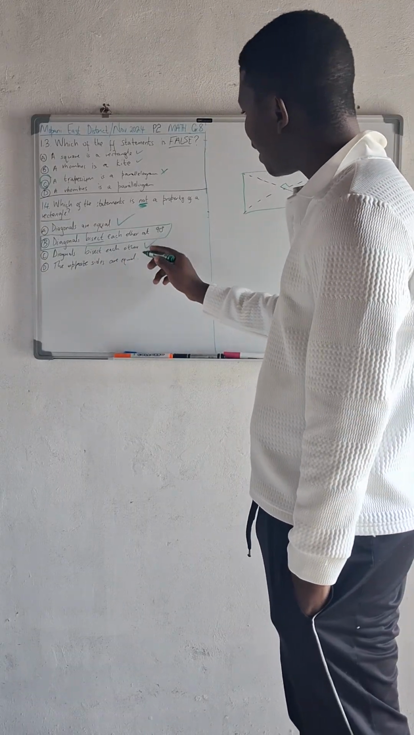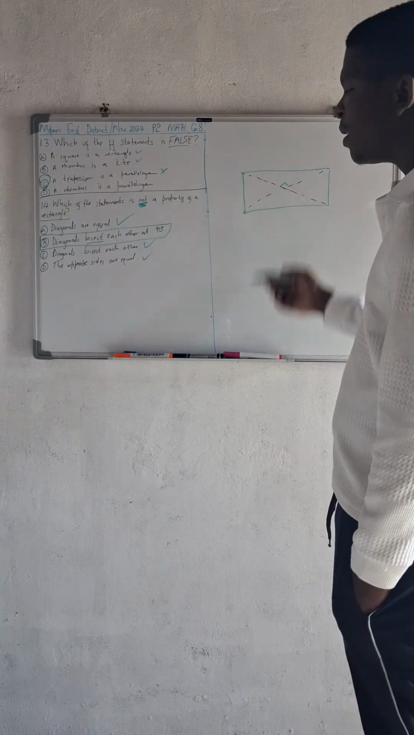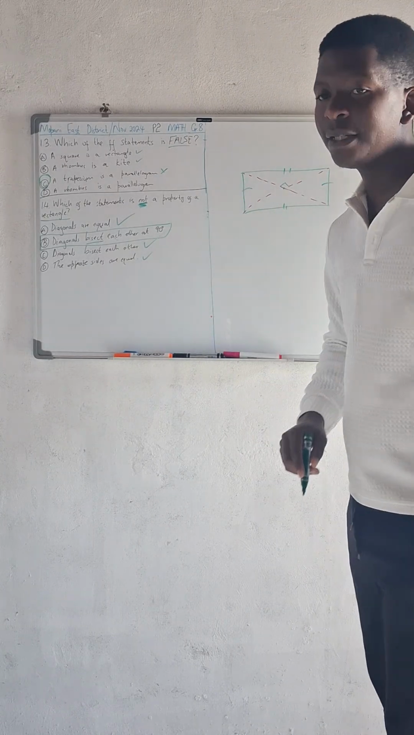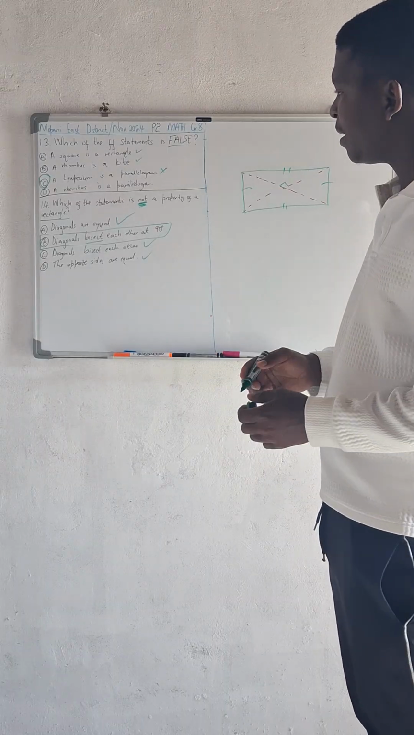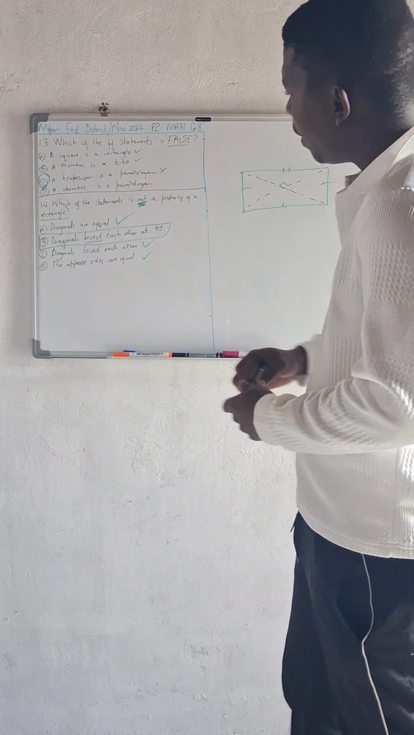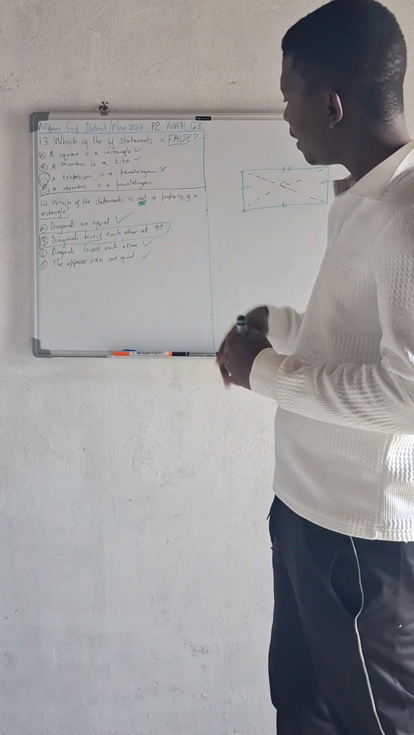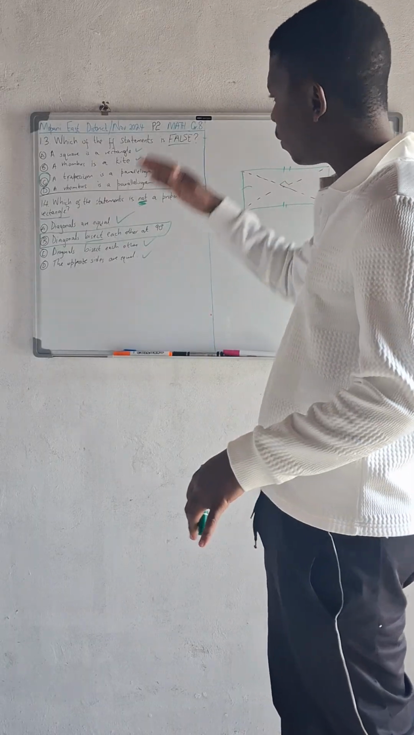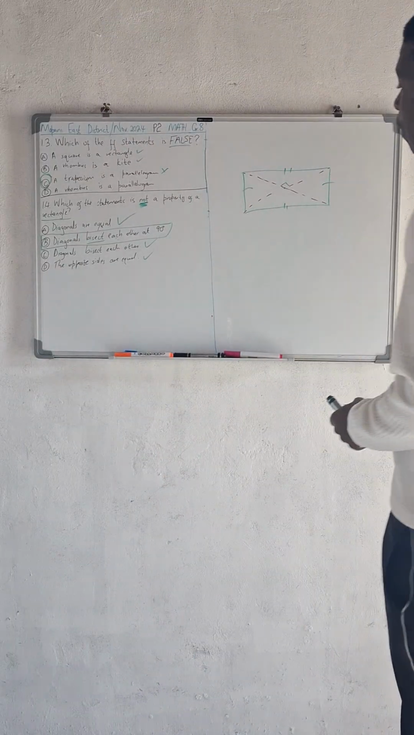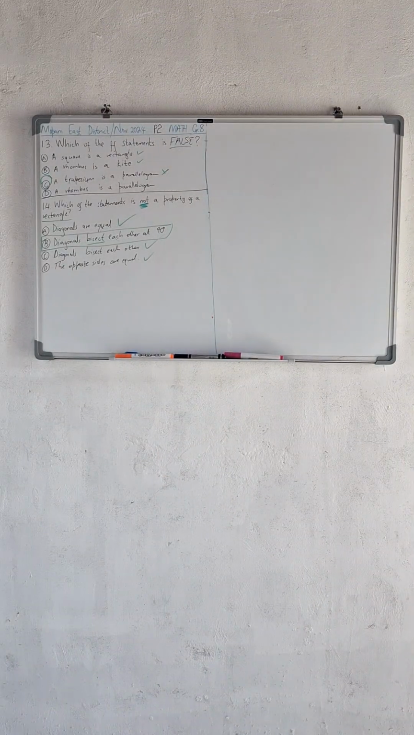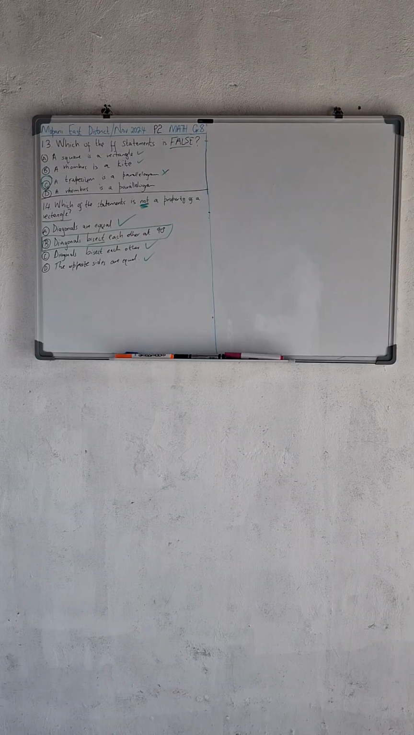The opposite sides are equal. As we all know, the opposite sides of a rectangle are equal. So this question was very simple. All you need to do is check the diagonals of a rectangle and see the properties, write them down, because they do ask questions on that. Now we're going to move to 1.5 next. So until then.